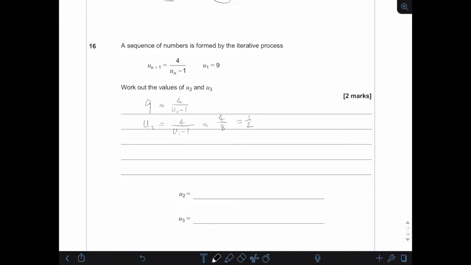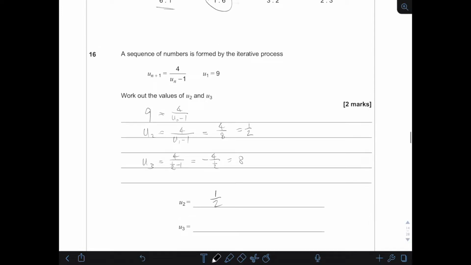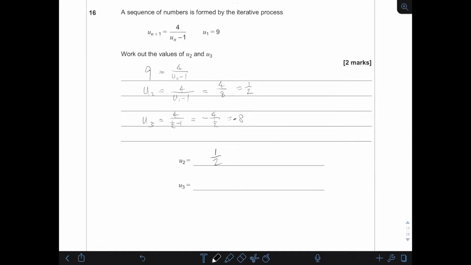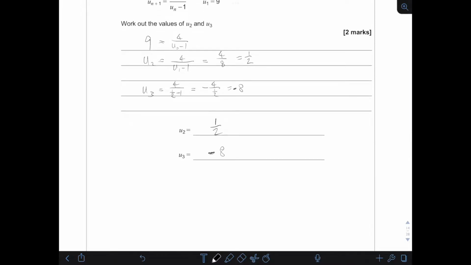And then because it's iterative, you have to do essentially the same thing. u3 is equal to 4 on a half minus 1, which is minus a half at the bottom. So 4 divided by minus a half is 8. So that's minus 8 rather. Don't forget the negative. So that's the answer to this question. You can keep going forever and ever, but there's no point.